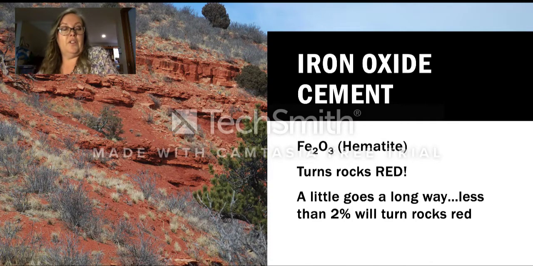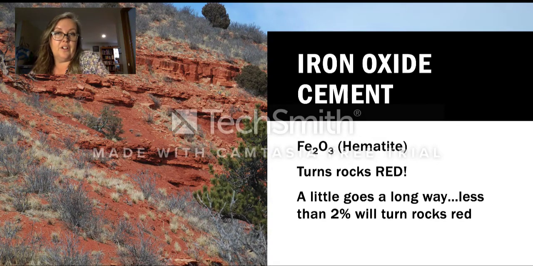That, as if it's all by itself, is known as the mineral hematite, and that's 2 iron atoms to 3 oxygens. So that's the Fe2O3. It turns rocks red. So less than 2% of iron oxide will be enough to rust the rocks. So in that picture there that was taken just east of Laramie, a little goes a long way. So that completes turning sediments into rocks, the lithification process.